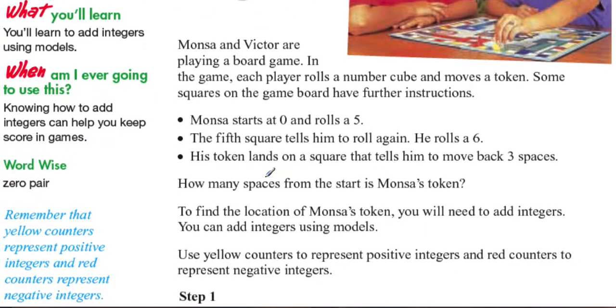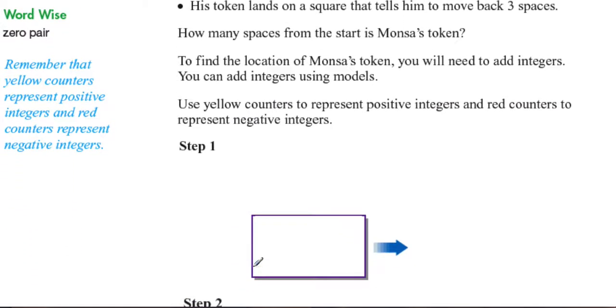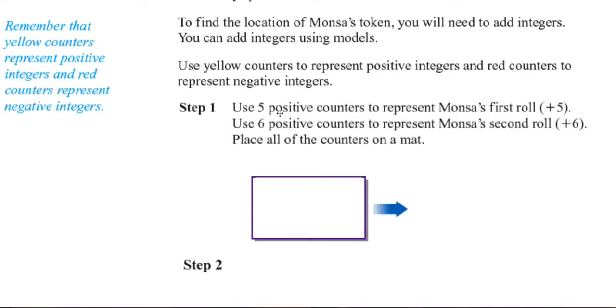Remember that yellow counters represent positive integers and red counters represent negative integers. To find the location of Monza's token, you'll need to add integers. We talked about this. We will use the yellow and red counters to be able to do this. Let's do step number 1 in trying to understand what we need to do in Monza's problem. Use 5 positive counters to represent Monza's first roll. Use 6 positive counters to represent Monza's second roll of positive 6. Place all the counters on the mat, just like right here.